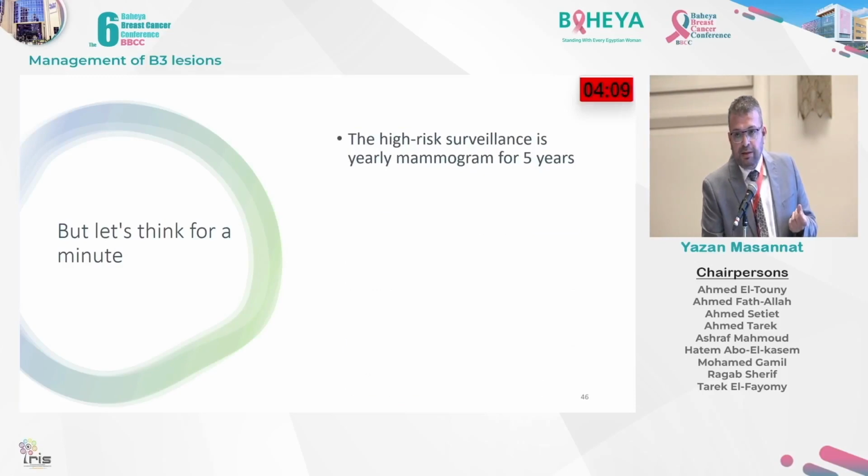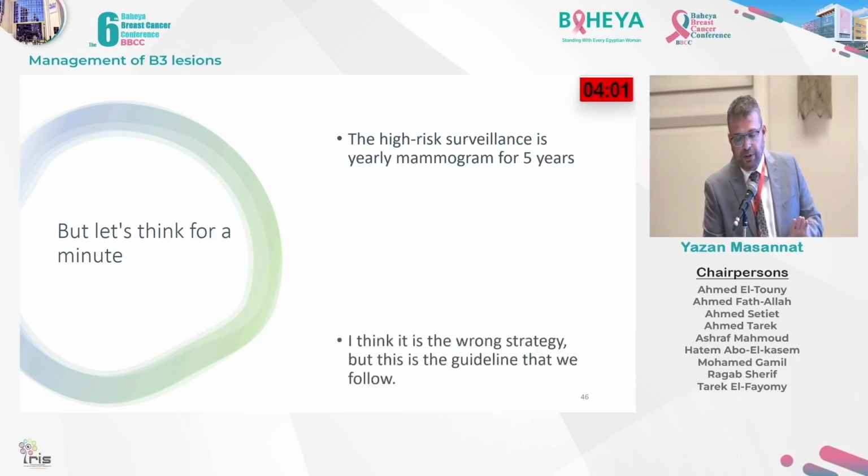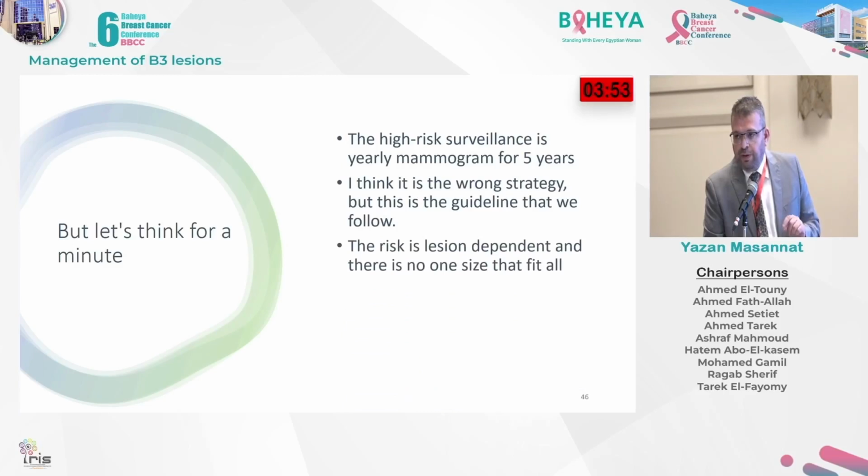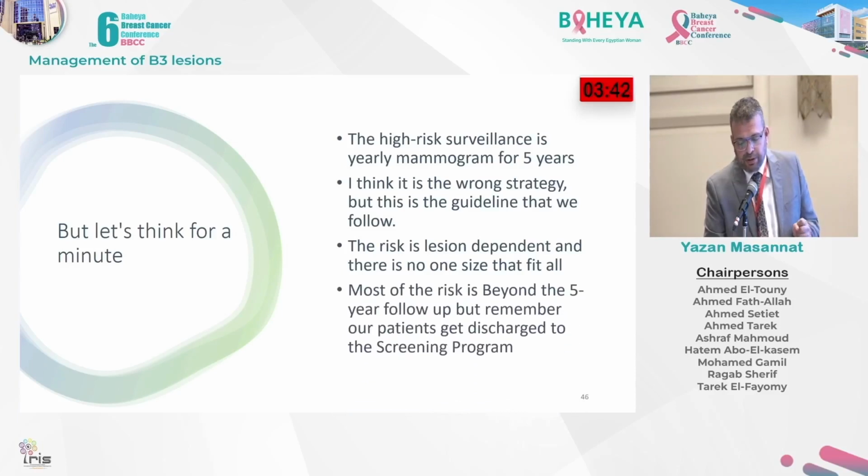But let's think for a minute. The high-risk surveillance that we do, or that's our guidelines, is only 5 years of mammograms, a mammogram yearly for 5 years. But I think it's the wrong strategy. The only reason I do it is because it's guidelines, because the risk of future malignancy, for example from lobular intraepithelial neoplasia, is higher, closer to 10 years and above. So why are we doing only mammograms for 5 years? Not one size fits all.